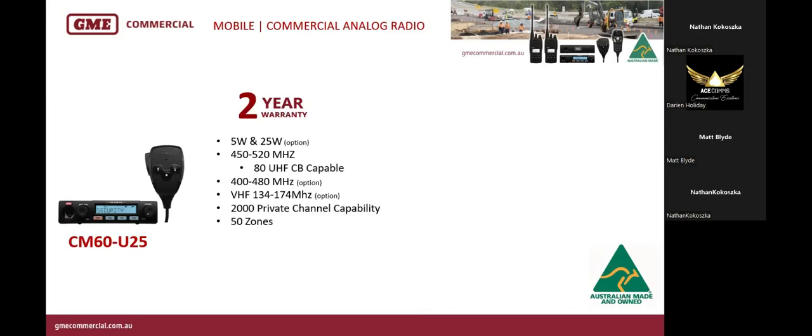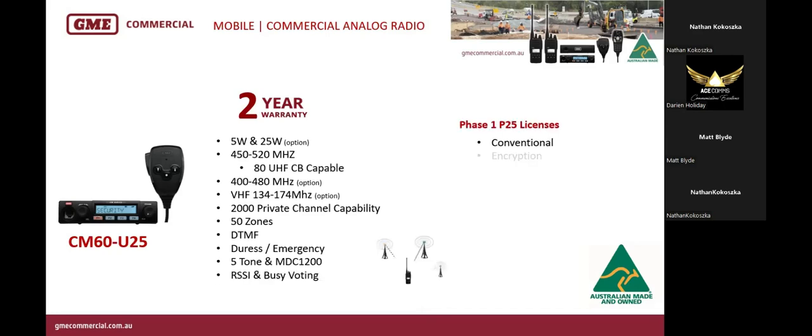In addition, these all have 2,000 private channels, 50 zones, DTMF duress emergency, and you also have the ability to run voting as well as add on P25 conventional encryption trunk licenses.